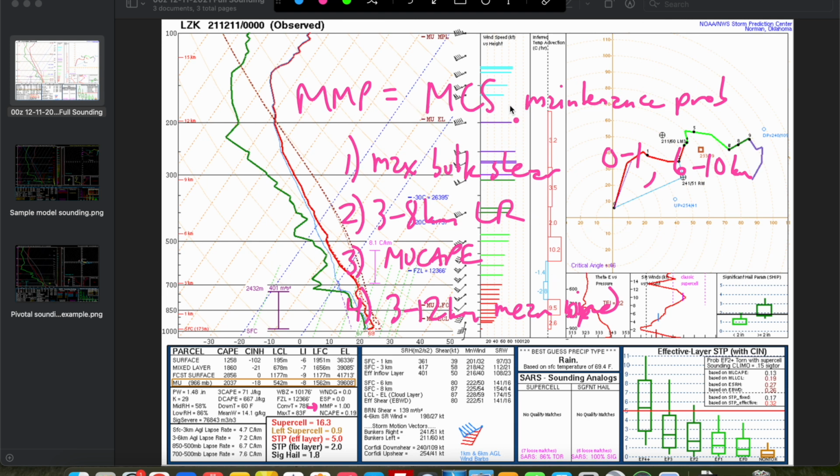Again, it's not useful for severe weather forecasting. I've never used it once in severe weather forecasting, but it is there if you want to see maybe the potential for an MCS to maintain itself in a given environment.